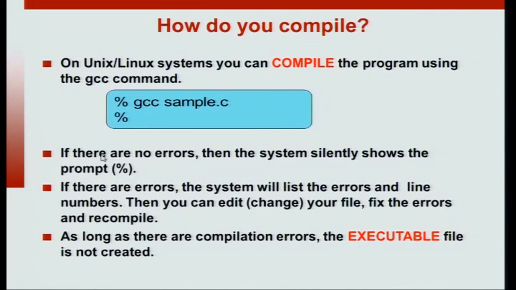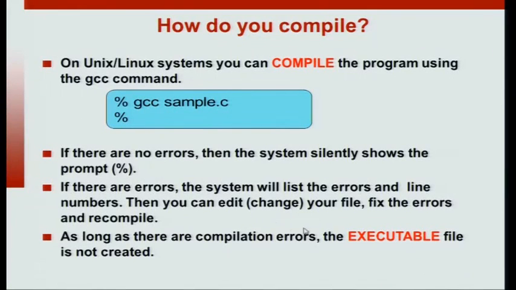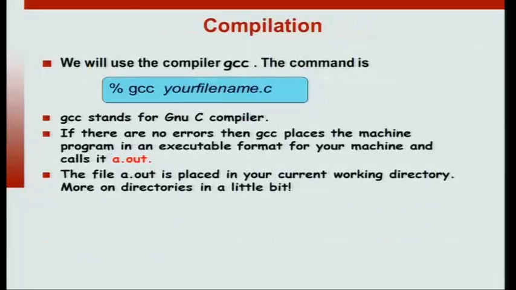If there are errors, the system will list the errors, and so you can go back to the editor, edit your code to correct the errors, and come back and compile again. As long as there are compilation errors, there will be no executable file created. The executable file is the file that you can finally run, and if there are compilation errors, the compiler will not produce executable code.